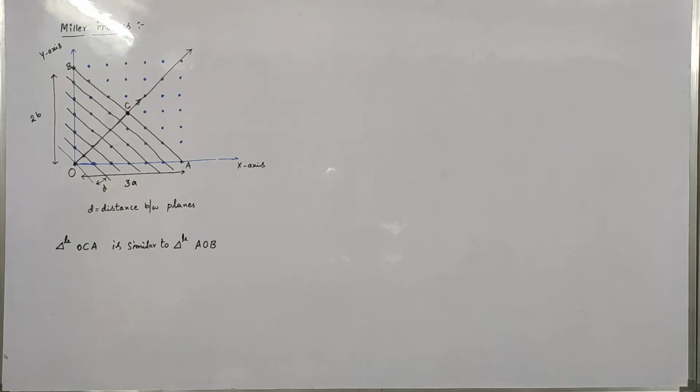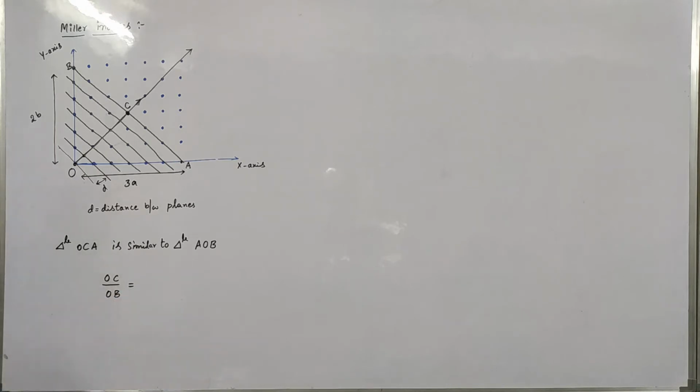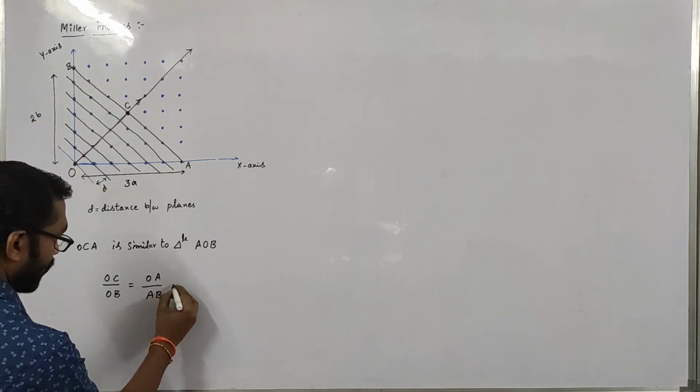If two triangles are similar, then what is the condition? Ratio of sides must be equal. So I need to equate their ratios. Now tell me, give me the ratios of their sides. OC by OB is equal to OA by AB. First I have taken OC for this one, so I will take OA upon AB.